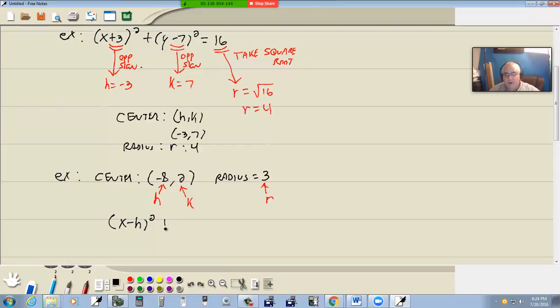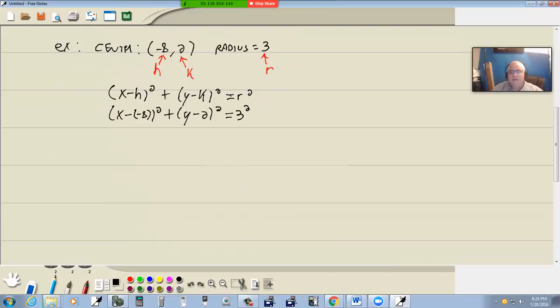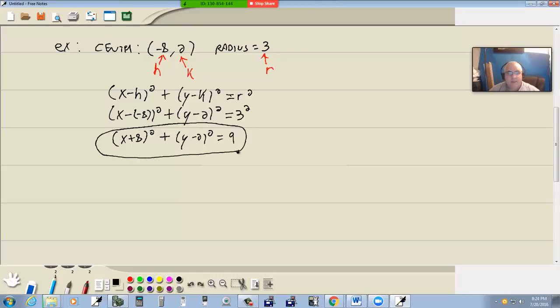So we got (x minus h) squared plus (y minus k) squared is equal to r squared. So I have x minus, and h is -8, squared, plus y minus k, which was 2, squared, is equal to r squared, and r was 3. So we got 3 squared. Now negative becomes positive, so we got (x plus 8) squared, and then we got (y minus 2) squared, and then 3 squared is 9. So you do a little bit of simplifying, but then you stop right there at that point.